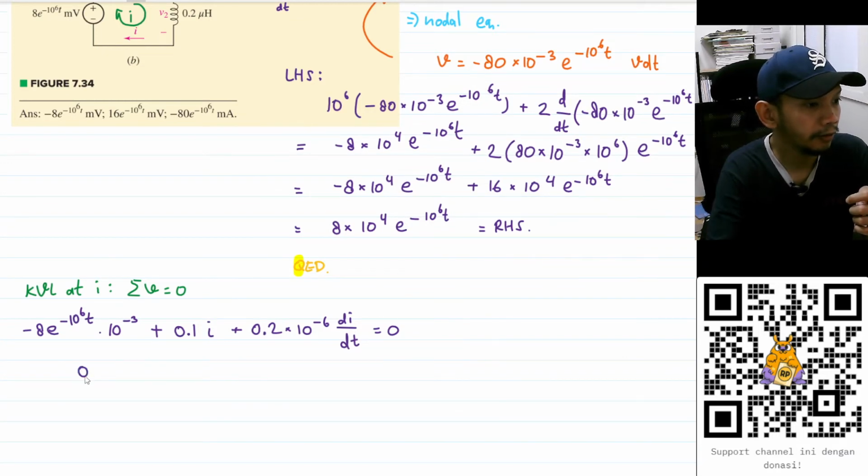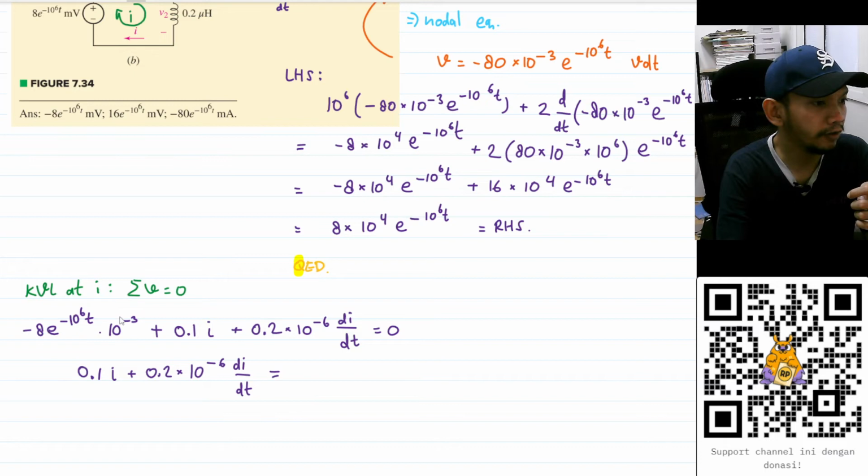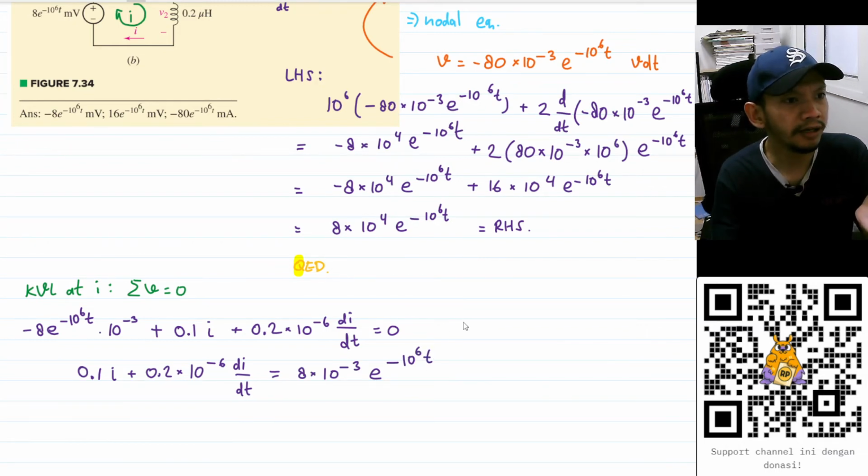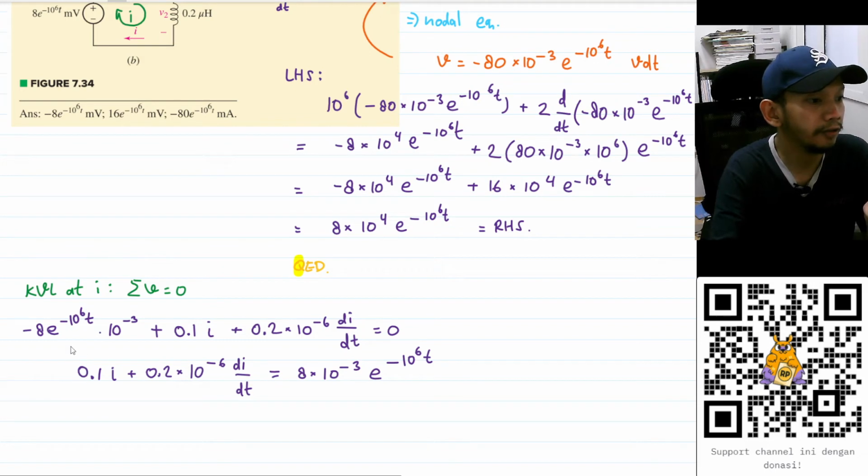And now let's make this tidier. So I will have 0.1 of I plus 0.2 multiplied by 10 to the minus 6 di over dt, and that will equal, I want to move all of this to the right hand side, 8 multiplied by 10 to the minus 3 e to the minus 10 to the 6 of t. Okay, now let's multiply all of this by what? 10 to the 7 maybe? Yes, 10 to the 7.